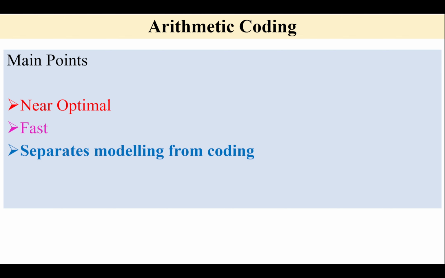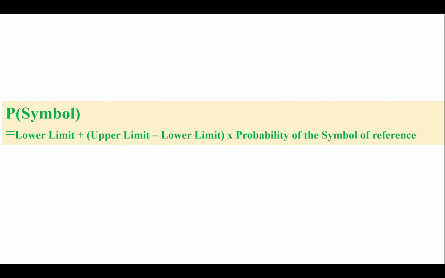Before discussing arithmetic coding, first we highlight two important points: this coding is very near optimal, and it is very fast. And there is some modeling for the coding of a given alphabet. Before going to solve some numerical problems based on arithmetic coding, first we understand the formula we have to utilize in this concept.